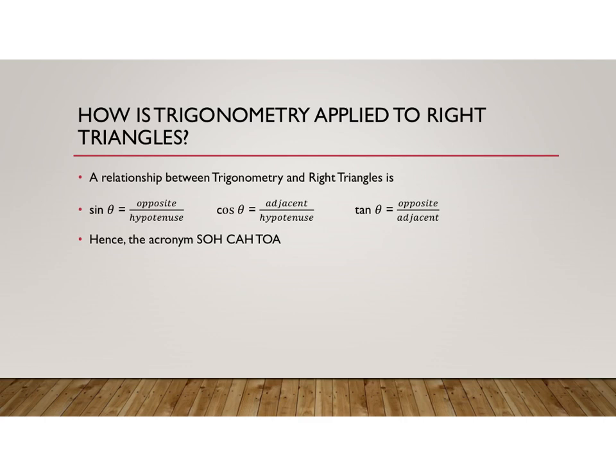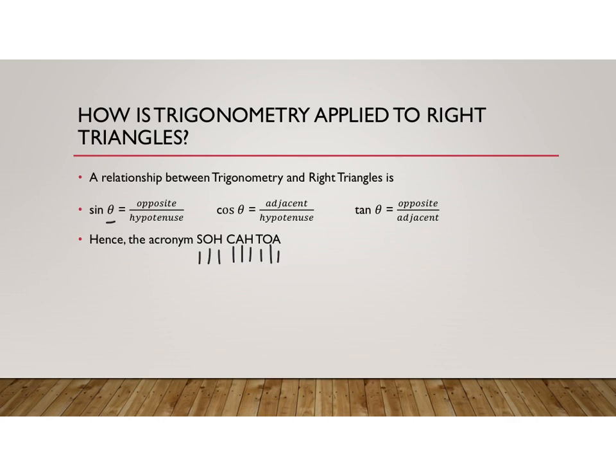So how is trigonometry applied to right triangles? There's a relationship between trig and right triangles, and that is that the sine of an angle, and again this is the Greek letter theta, which stands as a variable for an angle, is opposite over hypotenuse. And the cosine of an angle is adjacent over hypotenuse. The tangent of an angle would be the opposite over the adjacent. Hence the acronym SOHCAHTOA. Sine, opposite over hypotenuse. Cosine, adjacent over hypotenuse. Tangent is opposite over adjacent.